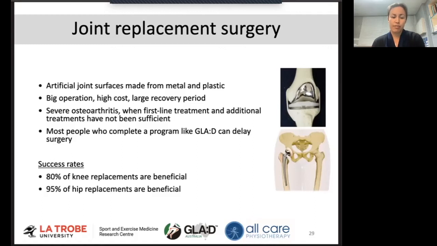And although most people benefit from total hip and total knee replacements, it's important to remember that they're not always 100% successful. About 80% of knee replacements are successful in terms of reducing pain and improving function, and 95% of hip replacements are beneficial. It's also important to remember that with all surgeries, there are risks and potential complications. And once you actually have the surgery, you also have to do rehabilitation exercises anyway. As I said before, doing a program like GLAD with the exercise, even if you are thinking of having a surgery, is important because you are in a better position after the surgery to recover well.